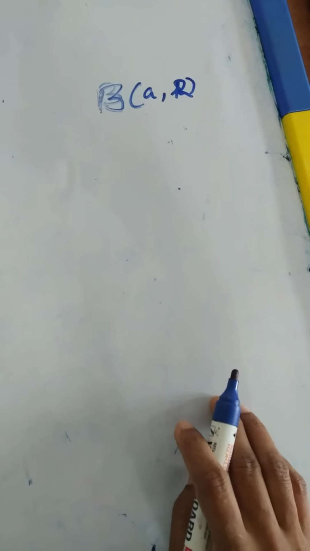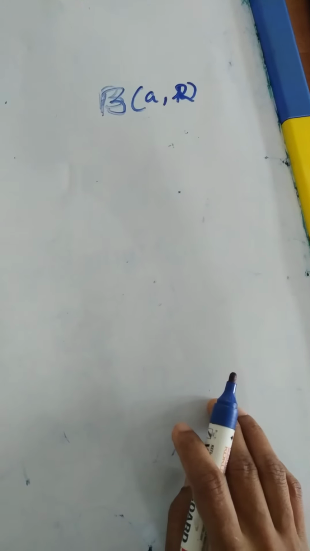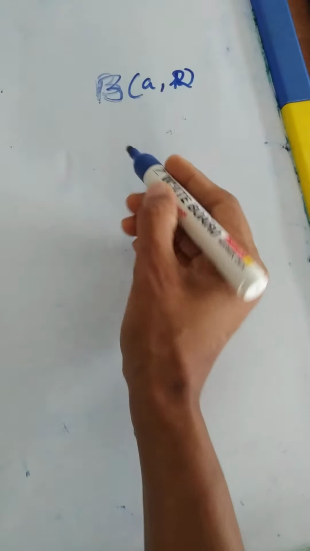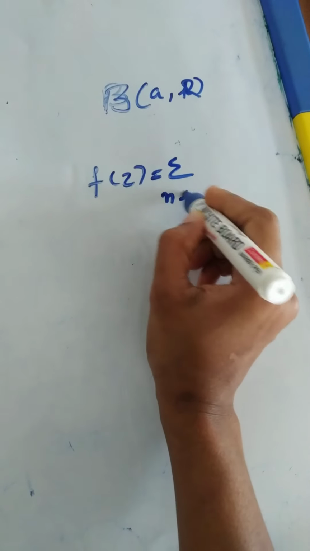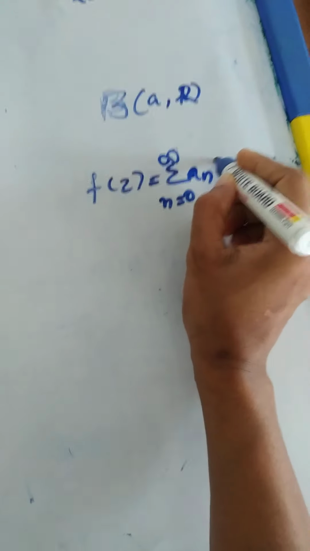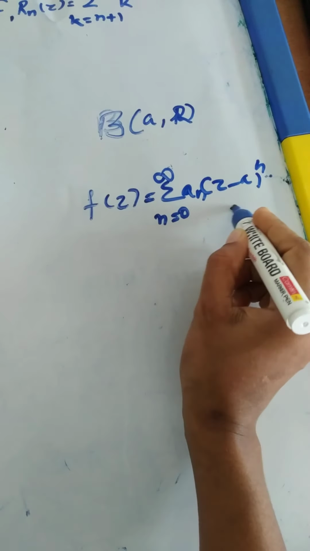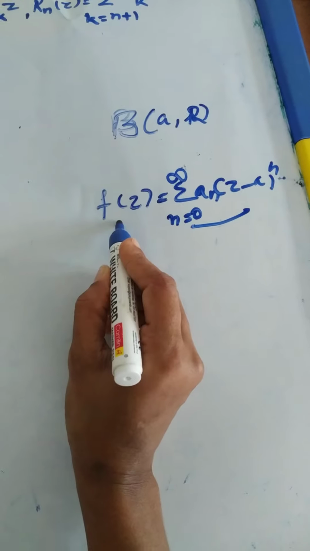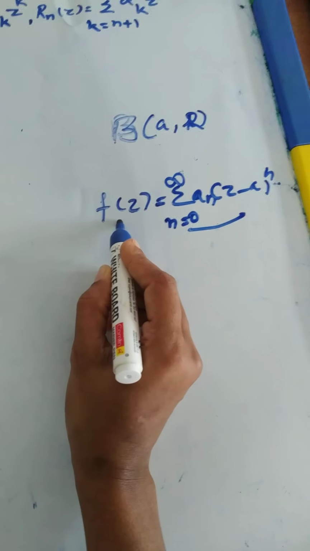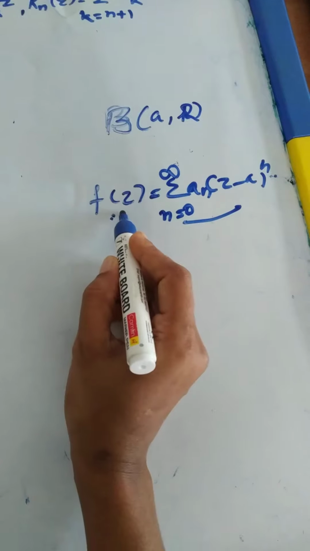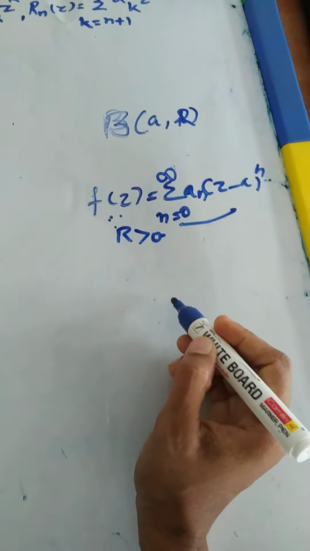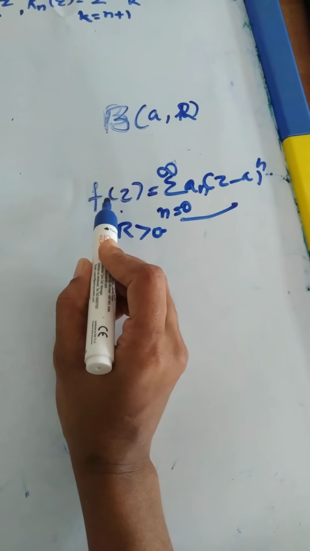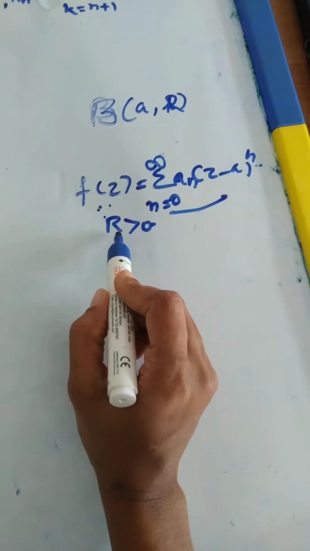The second part is about if the power series has a radius of convergence capital letter R greater than 0, and that power series converges to f of z. F of z is equal to the summation n equal to 0 to infinity a_n (z minus a) whole raised to n. So if this series converges to f of z, and its radius of convergence R is strictly greater than 0, then its derivative series also has the same radius of convergence.